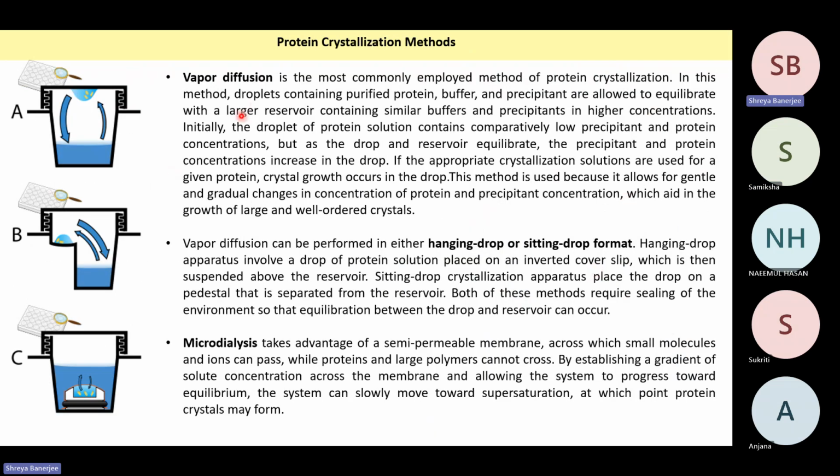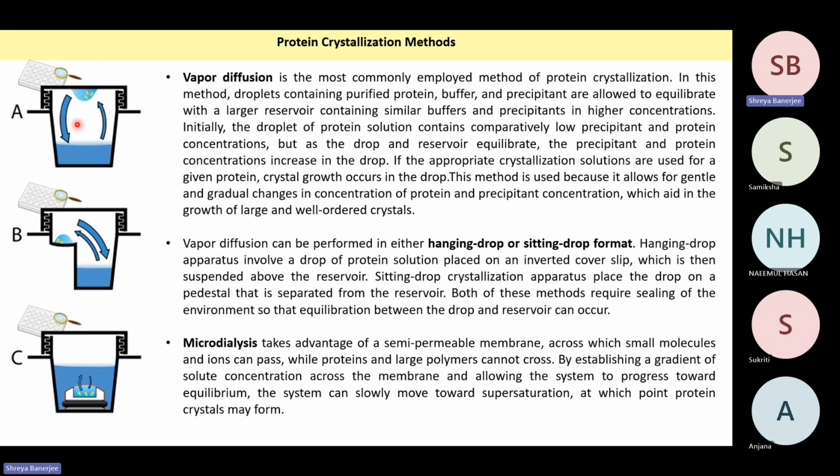So now I will be discussing some techniques of crystal formation. The most common technique is called vapor diffusion. In this method, what happens? There is a solution like this, and from the solution, evaporation is happening and droplets are forming, and there is an equilibrium between the solution and this droplet. Now, this droplet contains the purified protein, a buffer solution, and a precipitant which is helping the protein to precipitate.